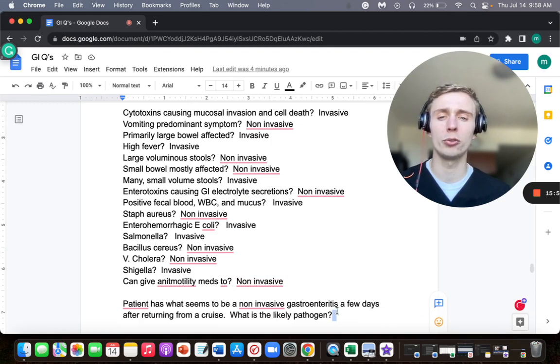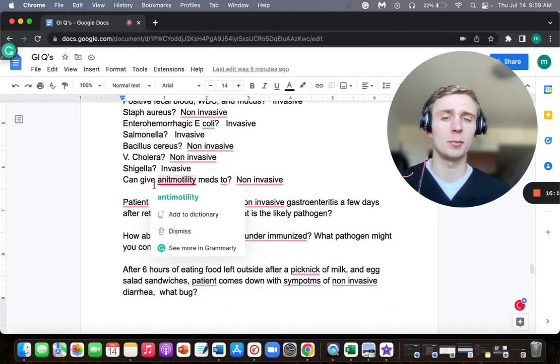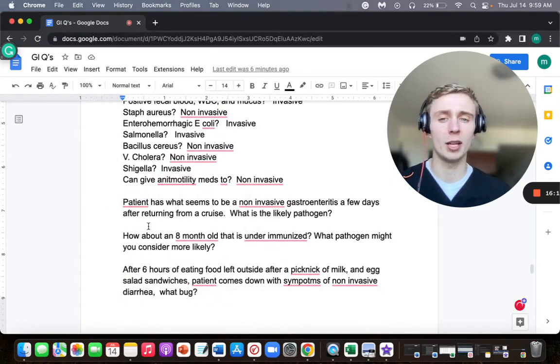Okay, so now we'll go into a few specific causes, and we'll give a short micro vignette, and you'll have to see if you know what type of cause of gastroenteritis this is. So this one is a patient who has what seems to be non-invasive gastroenteritis for a few days after returning from a cruise, importantly. What is the likely pathogen? So we already said it's non-invasive, so that's a good clue. It's been only a few days, and he's returning from a cruise. What's that likely pathogen?